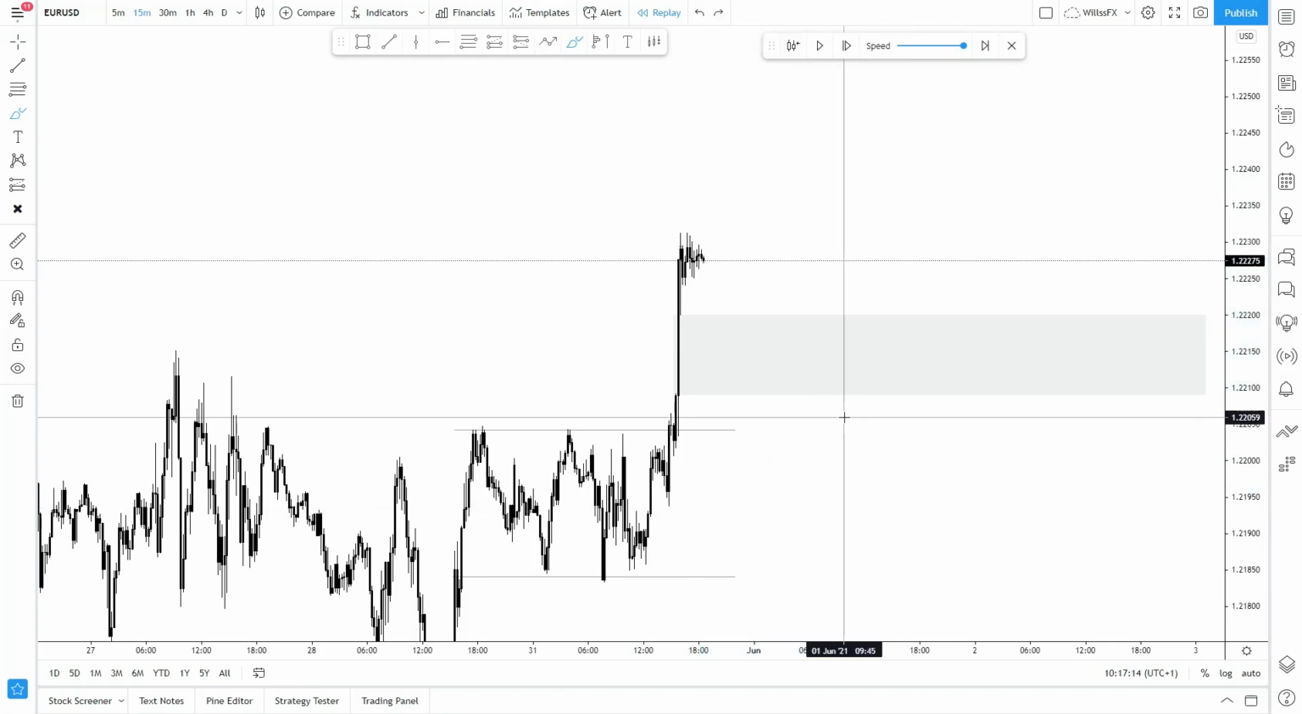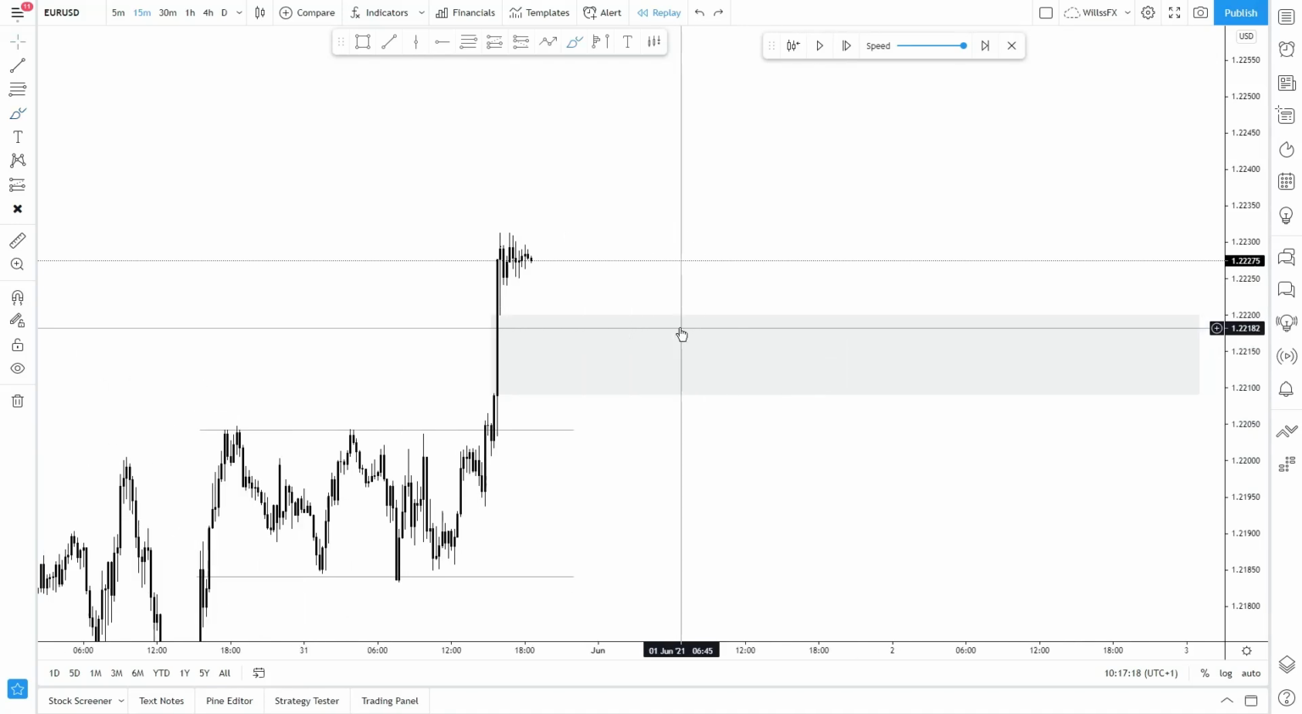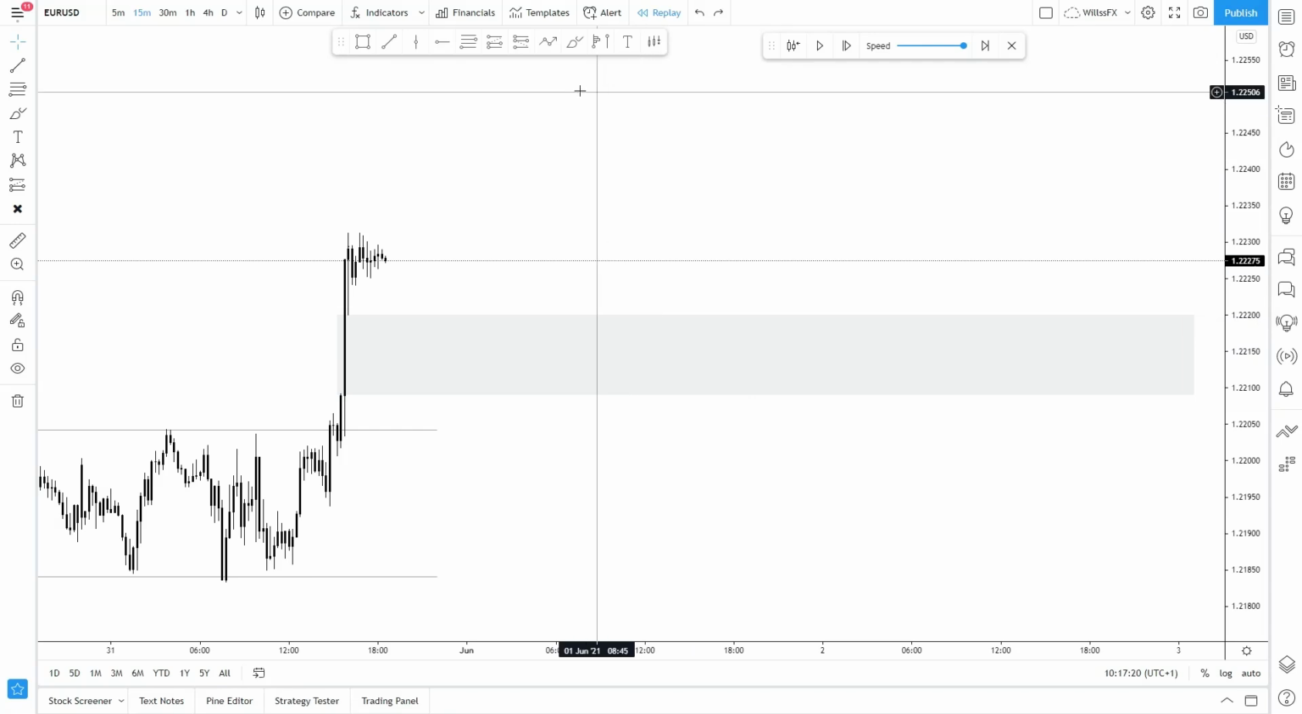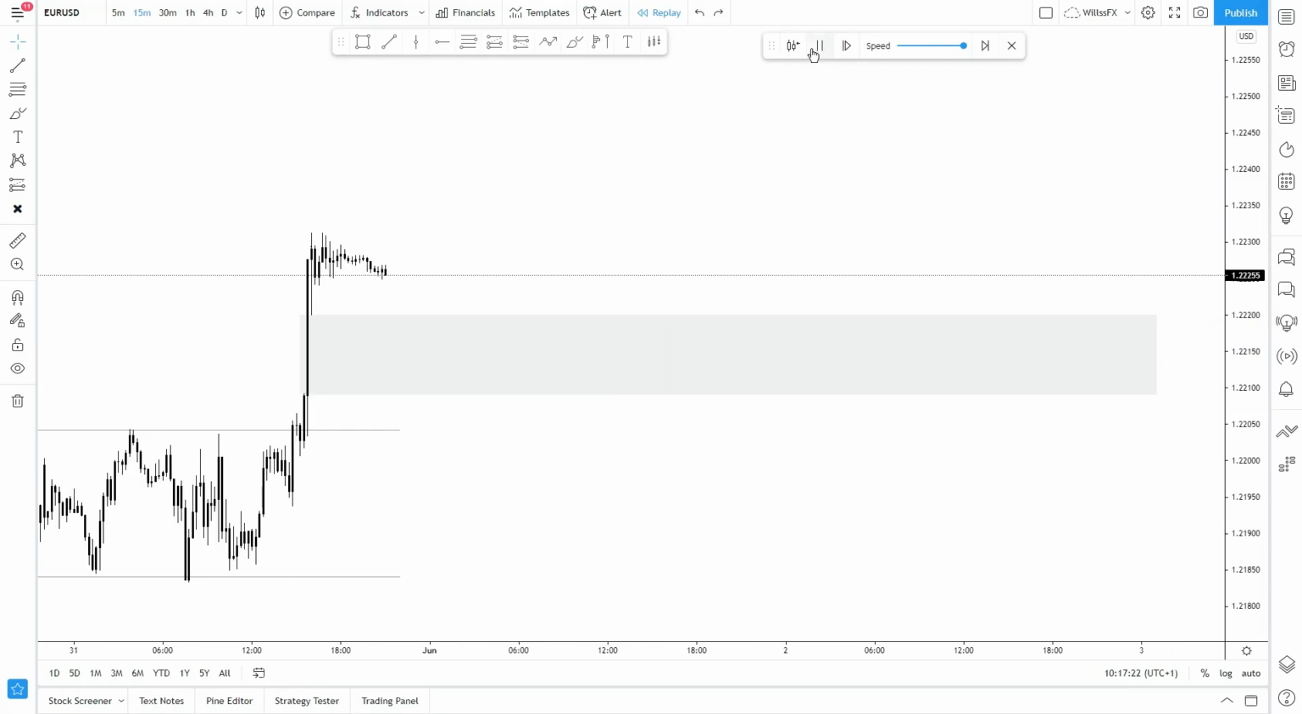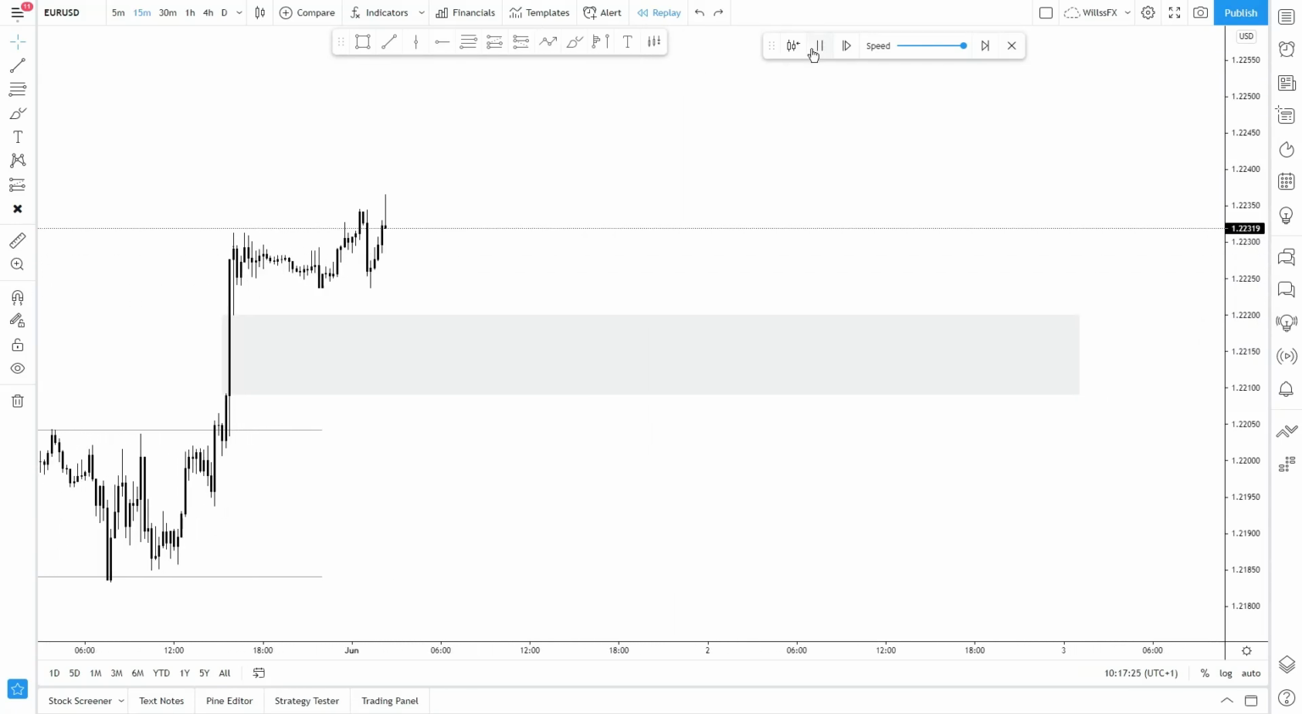But these areas do actually have to be filled. It's like an order block that has to be mitigated. People call these fair value gaps, inefficiency. There are loads of different names for them, so you might have been taught them differently before, or you might not have been taught them at all.